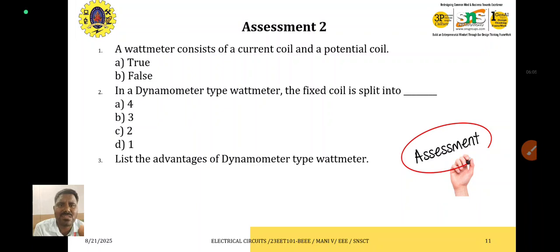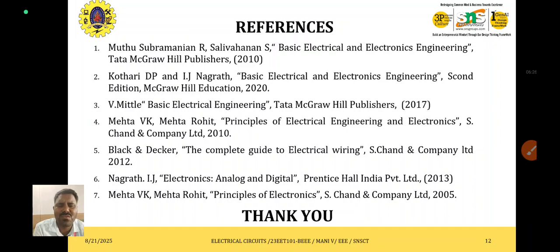And this is the second assessment. A wattmeter consists of a current coil and a potential coil, whether it's true or false. And the second one: in a dynamo type wattmeter, the fixed coil is split into 1, 2, 3 or 4. And list the advantages of the Electro Dynamo type wattmeter. You can put all the answers in the comment section, and these are the few references.